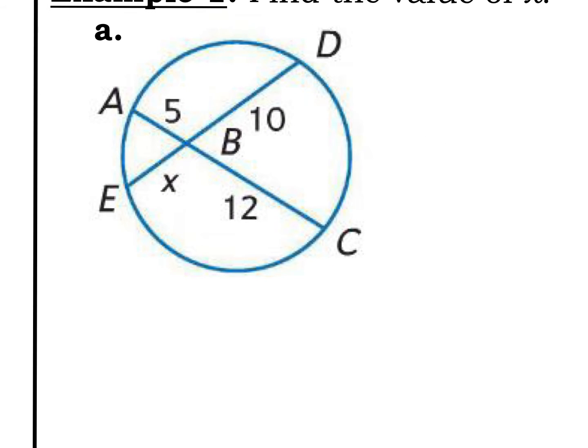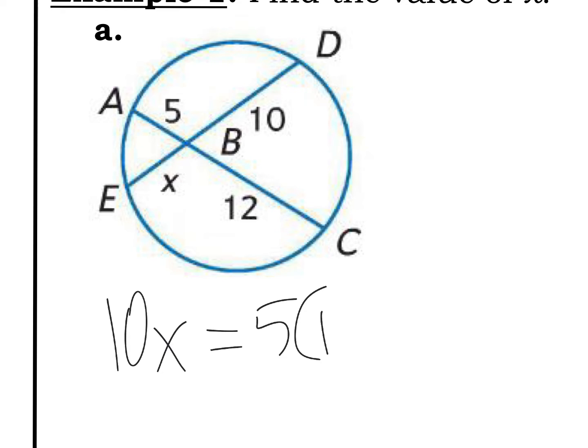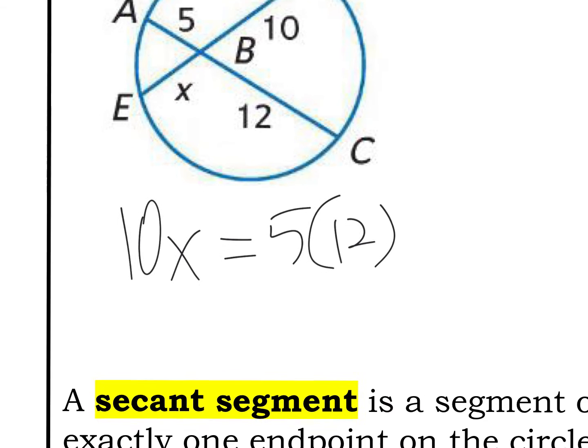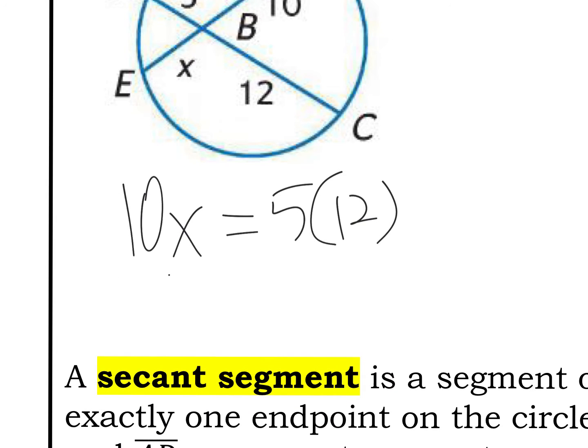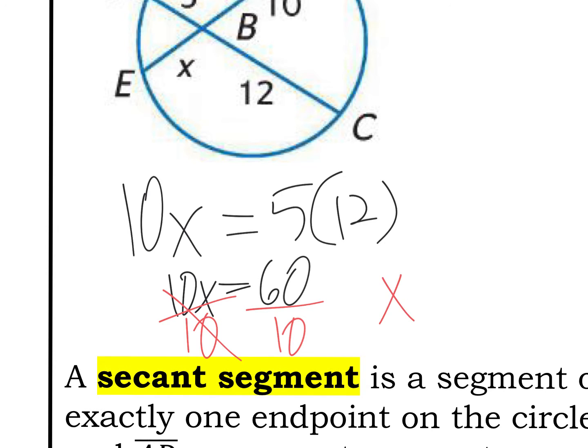So I have x times 10 for EB and DB. So I can just write 10x for x times 10. And then I have 5 and 12 for my other two. So 5 times 12. I know that 5 times 12 is 60, so here I have 10x equal to 60, and so what is 60 divided by 10? And that is going to be 6, so x equals 6.